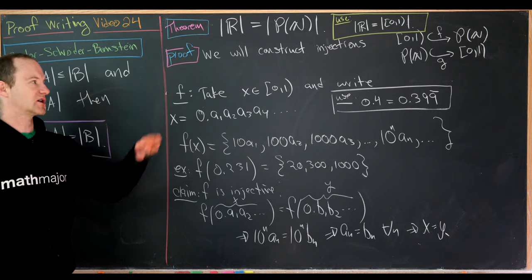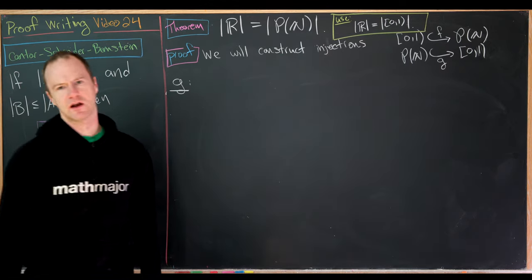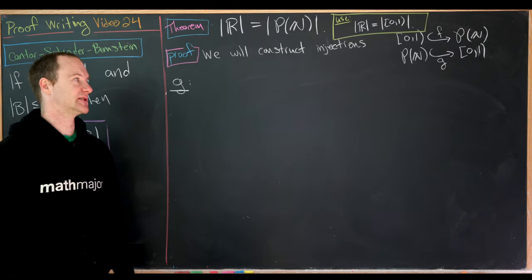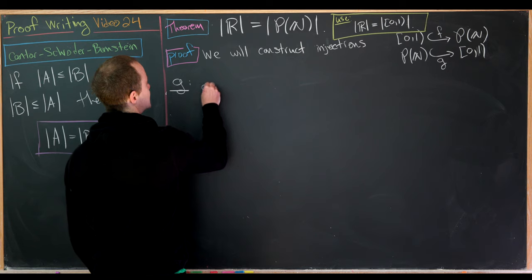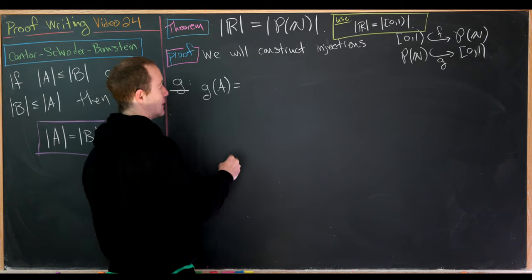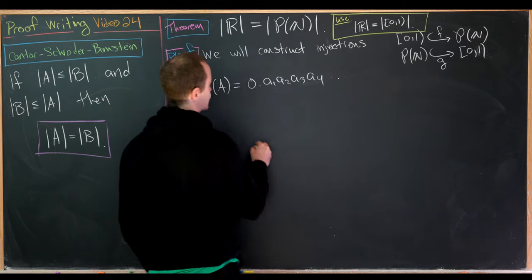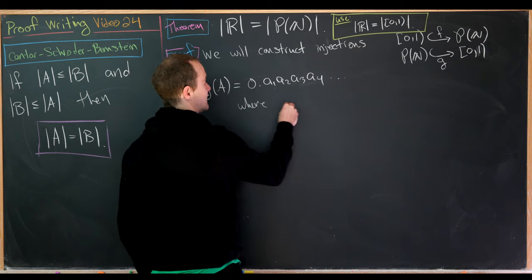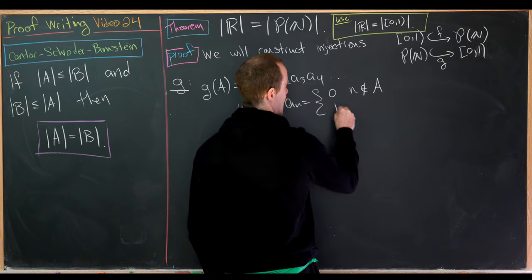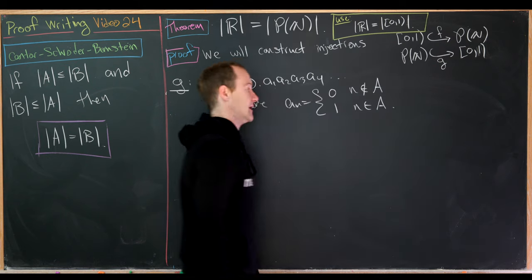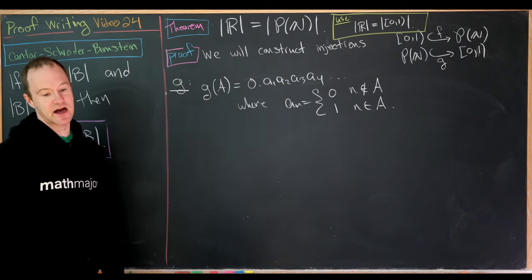Okay, so now let's construct our reverse map. Now let's construct our map G, which takes an element from a power set, in other words, a subset of natural numbers, and it gives us a number between 0 and 1. And this will kind of be in the same spirit. So let's say that G takes a subset A, and what it gives us is the number 0.A1, A2, A3, A4, and so on and so forth, where we define A sub n to be 0 if n is not in A, and it's 1 if n is in A. So somehow we're collecting some data on what natural numbers are inside of A.